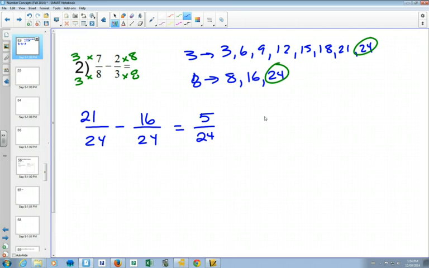Can we reduce that? Is there a number we can divide 5 by that we can also divide 24 by? That'll result in a whole number. What can you divide 5 by? Whole numbers only. You can divide it by 5, right? Because 5 divided by 5 is 1. Can you divide 24 by 5 and get a nice number? No. So this answer is done. There's our final answer.